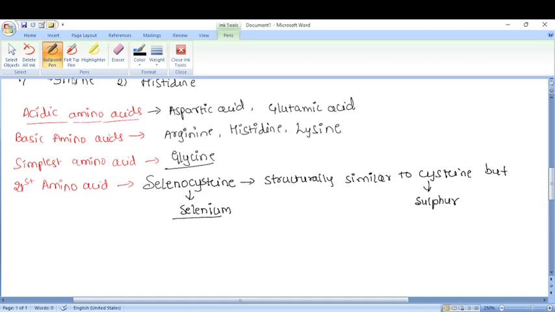Next one, name of the 22nd amino acid. 22nd amino acid, that is pyrrolysine. Pyrrolysine, which is similar to lysine. This is about the basic concepts of amino acids.